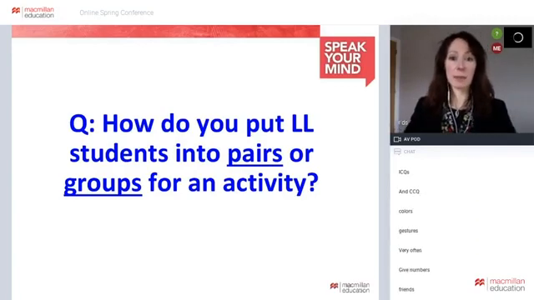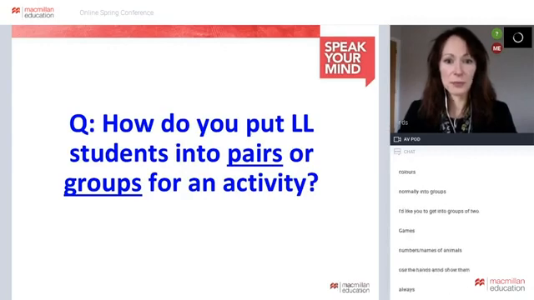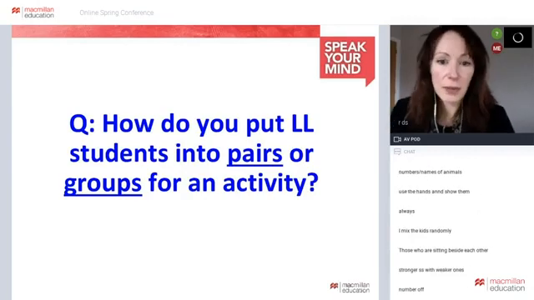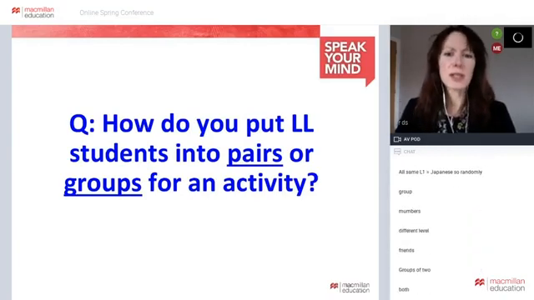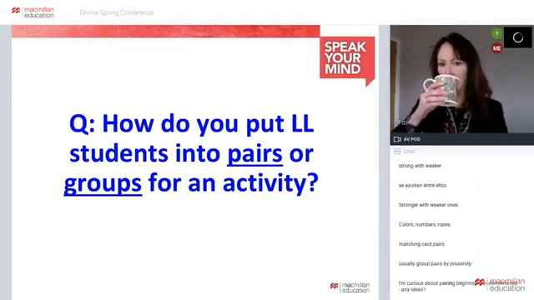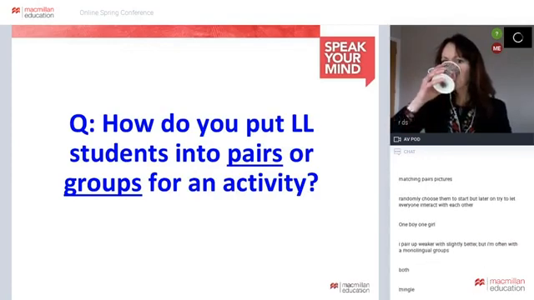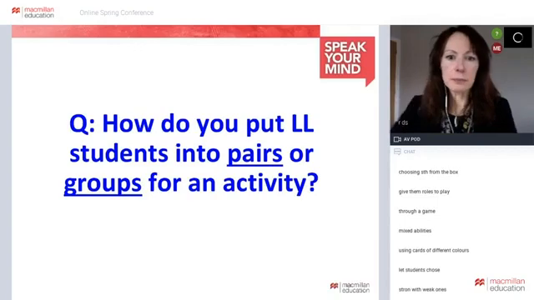Pictures and gestures, yep. Concept check questions, gestures. Yeah, lovely. There's an actual instruction. Use the hands and show them. Stronger students with weaker ones, absolutely. Groups of 2, first letter name. Stronger, weaker ones. Lovely ideas.